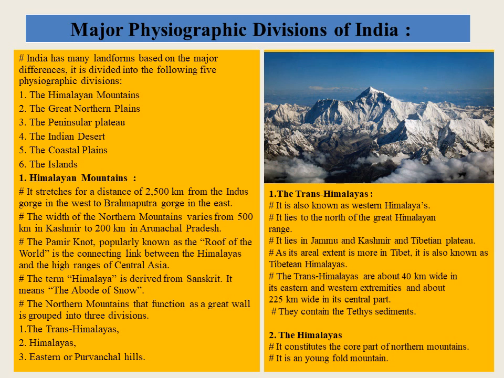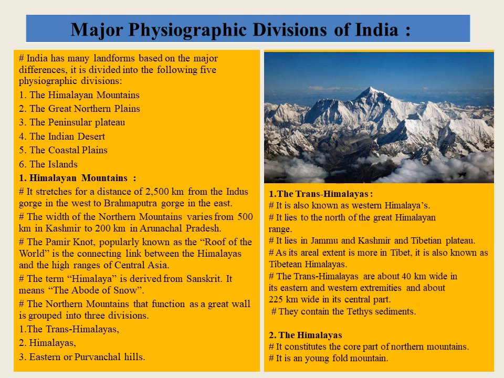The Trans-Himalayas are about 40 kilometers wide in the eastern and western extremities and about 225 kilometers wide in the central part. They contain the Tethys sediments, and the rocks of the region contain fossil-bearing marine sediments which are underlain by tertiary granite. It has partly metamorphosed sediments and constitutes the core of the Himalayan axis. The prominent ranges of the Trans-Himalayas are Zaskar, Ladakh, Kailas and Karakoram.